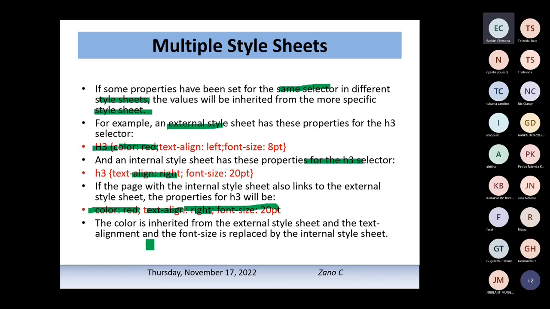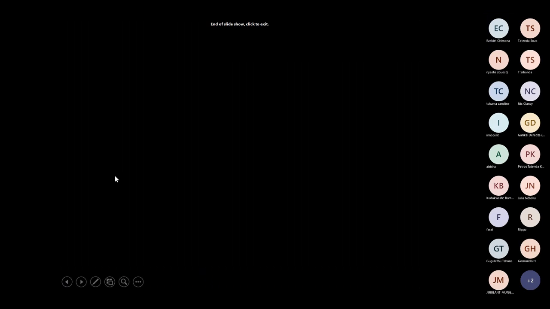If you see it here, this text align will be here. We've got this left, but it will be replaced by the inline, and then this one will also be replaced by this one. And then this is the end of CSS.